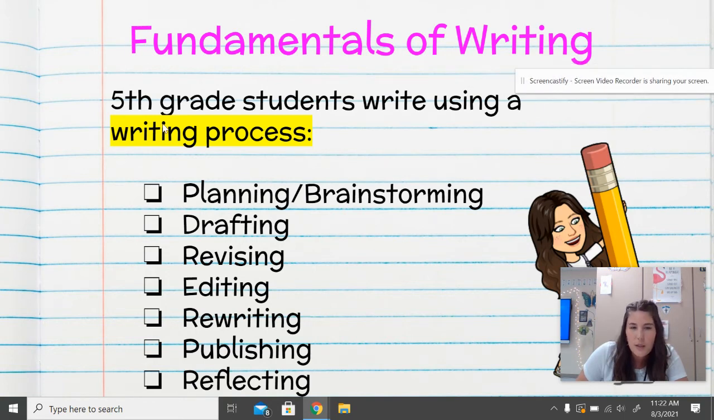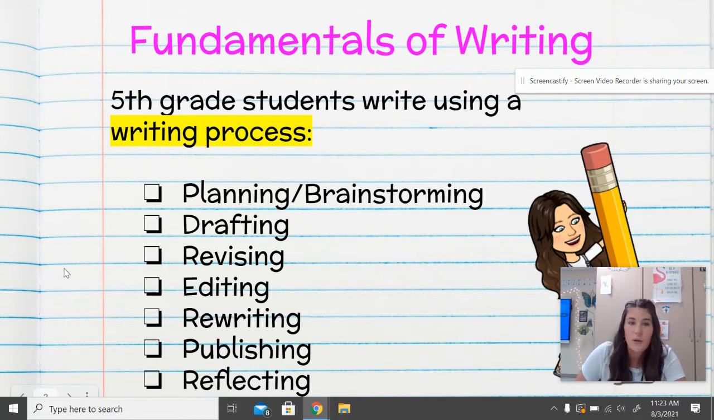The first thing I really would like you to see in your notes is writing down this highlighted phrase, writing process, and then copying down these bulleted lists. So, this is the writing process that we use in fifth grade. It may be very familiar to you and what you've seen before, but I really want to make sure we understand what's expected of us and what we do here.